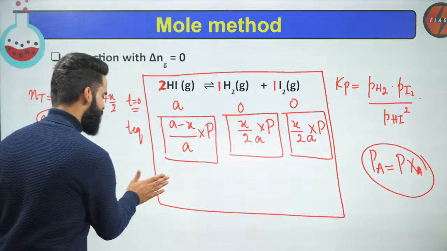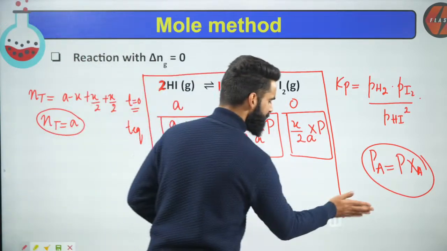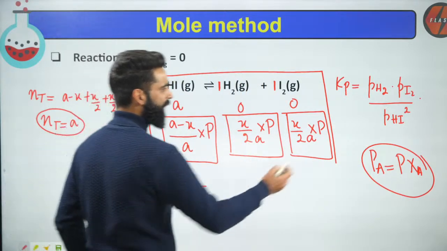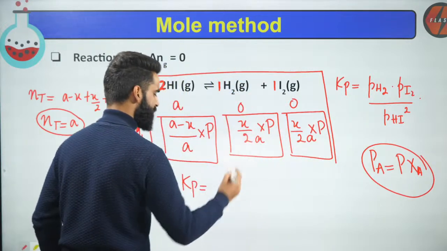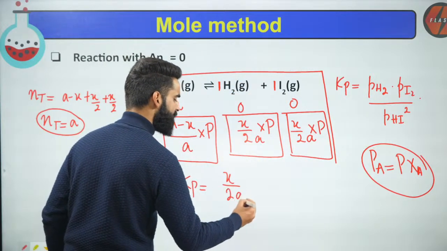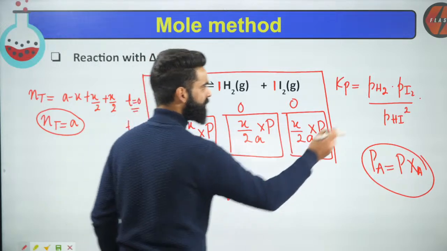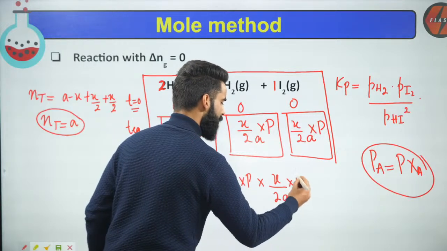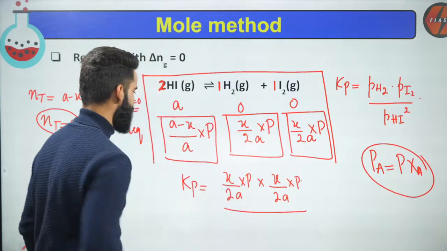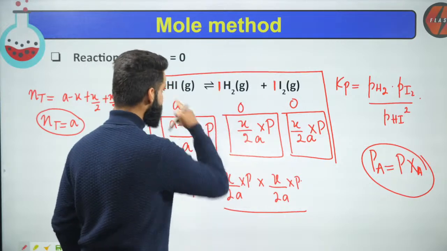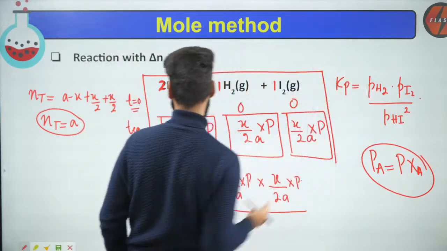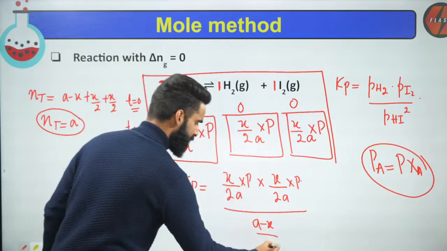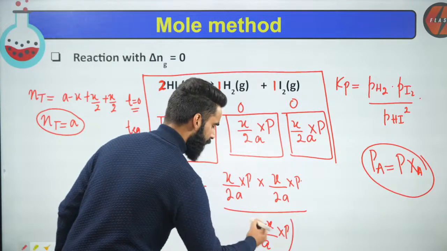Since I got the partial pressures of each reactant and product, I can simply write the expression for Kp. As you all must know, Kp will be equal to the partial pressure of H2, that is X divided by 2A multiplied by P, multiplied by the partial pressure of I2, which is again X divided by 2A multiplied by P, whole divided by the partial pressure of HI raised to the power 2, because the stoichiometric coefficient is 2 here. So I'll get A minus X divided by A multiplied by P, whole square.